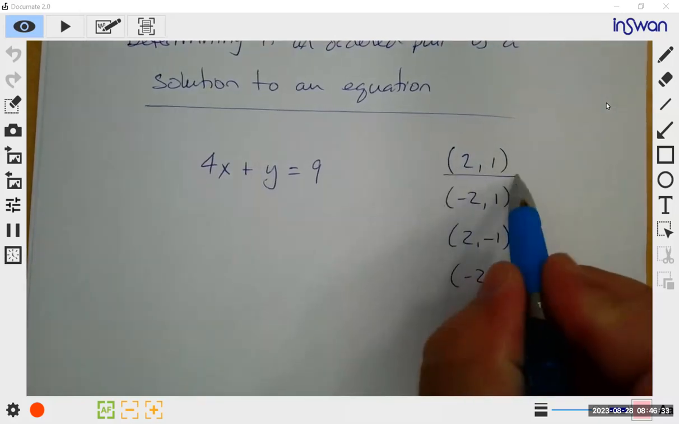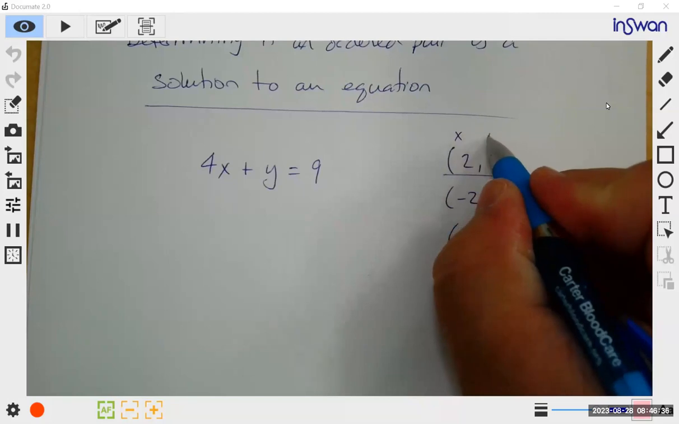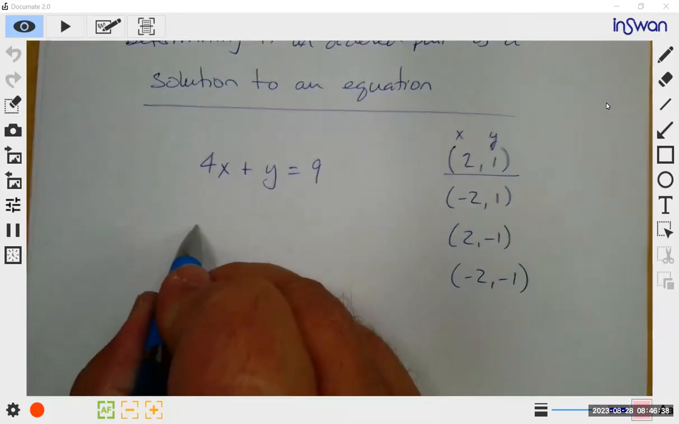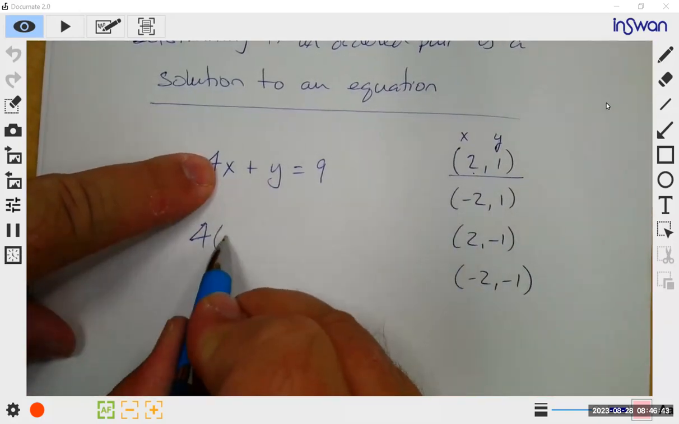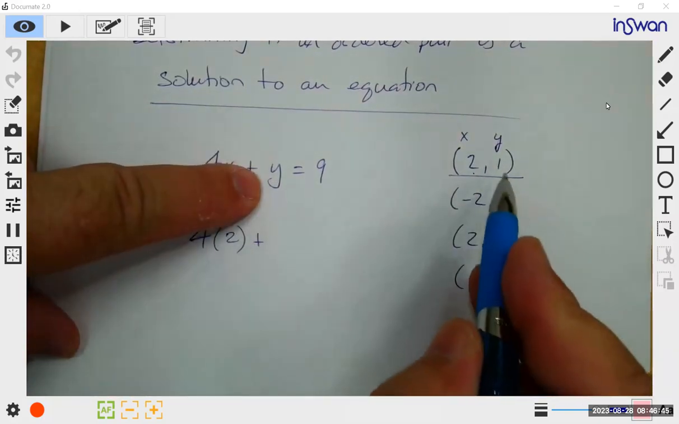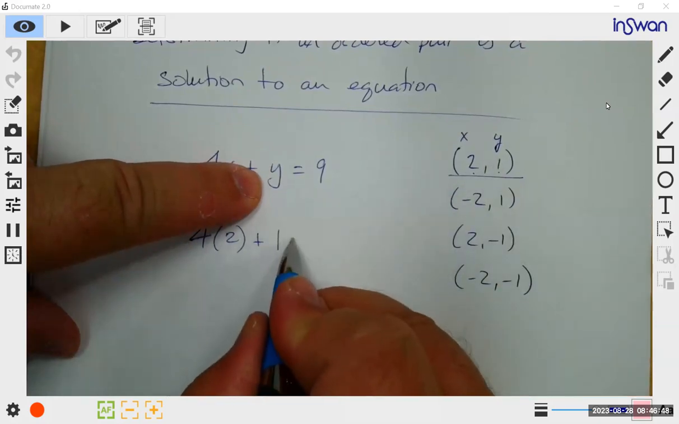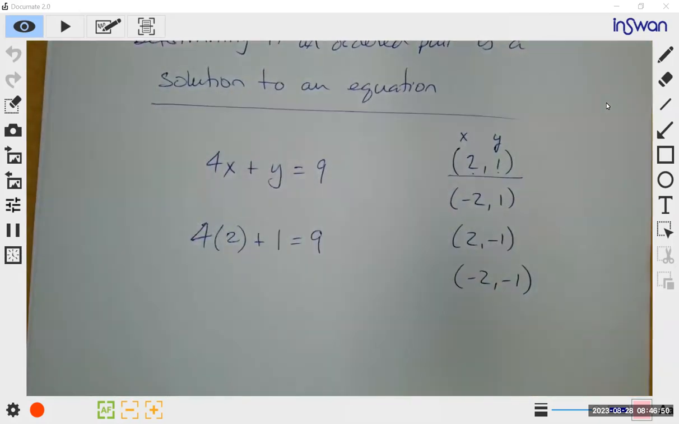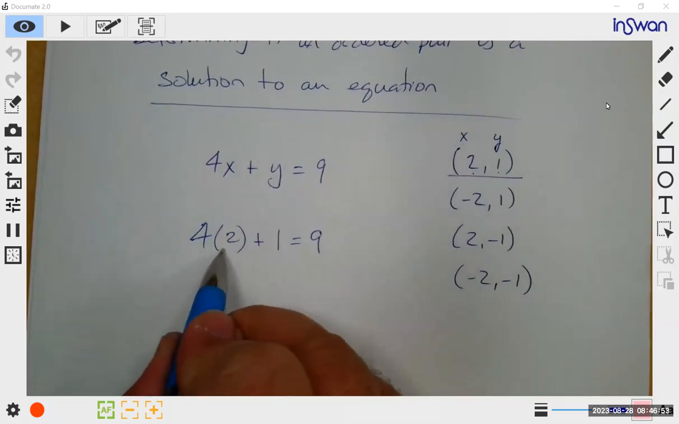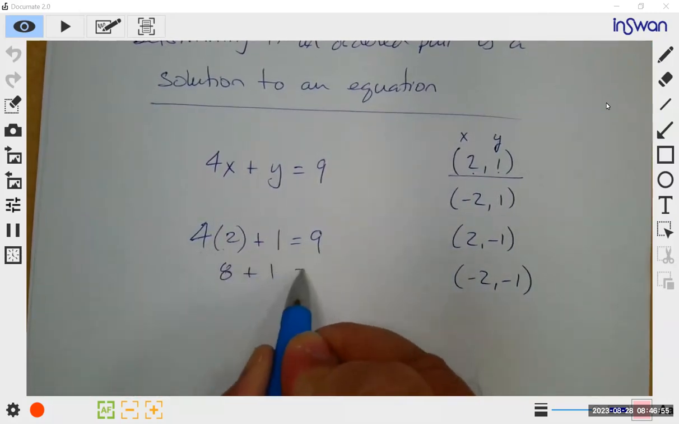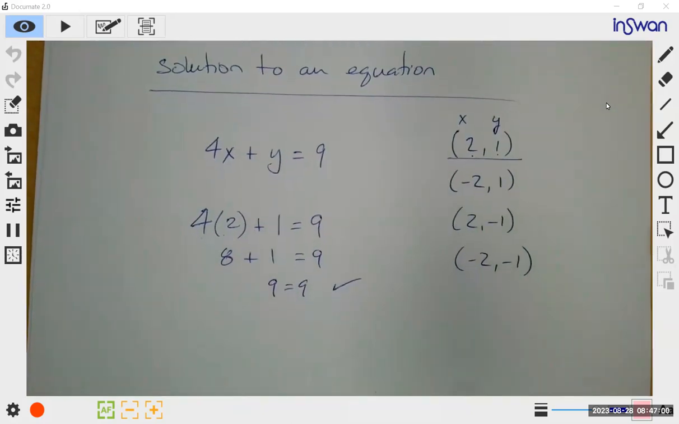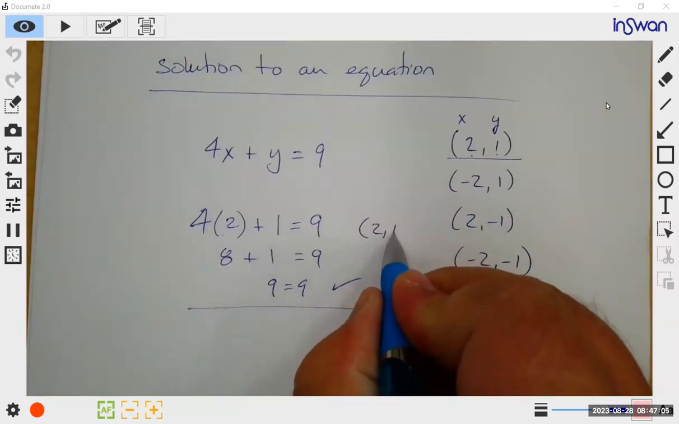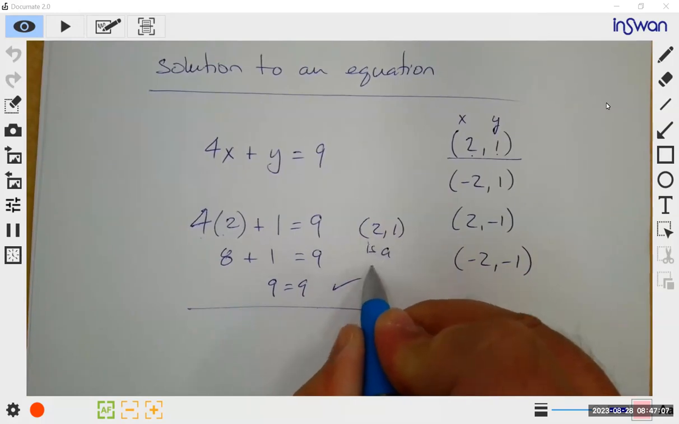Yeah, so how do we do it? We check. Remember, the first number is the X, the second number is the Y. So in place of X, I put 2. In place of Y, I put 1. And check if left side equals right side. 4 times 2 is 8, plus 1. That's true. So 2, 1 is a solution.